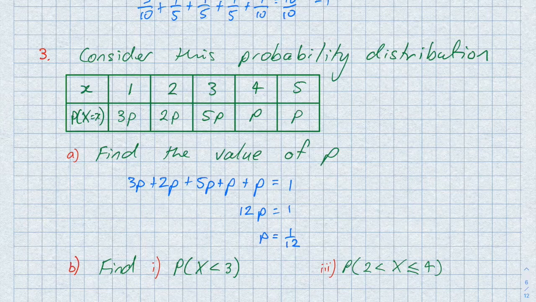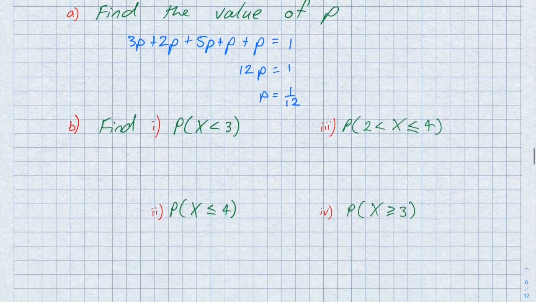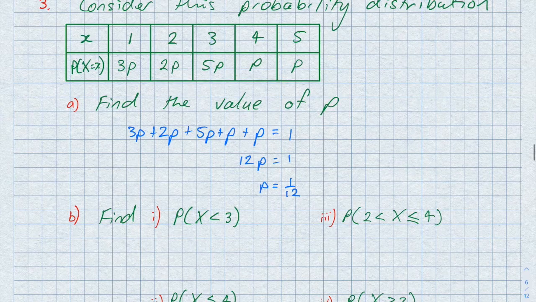So we've got 3 twelfths here, 2 twelfths there, 5 twelfths, 1 twelfth, and 1 twelfth. And each of those is between 0 and 1. So yes, it is a probability distribution, and p is equal to 1 on 12. Now for that same one, we need to find the probability that x is less than 3.